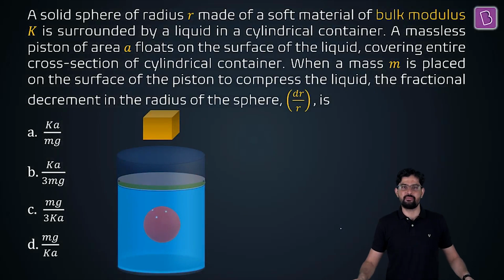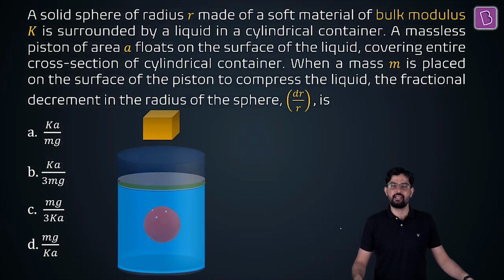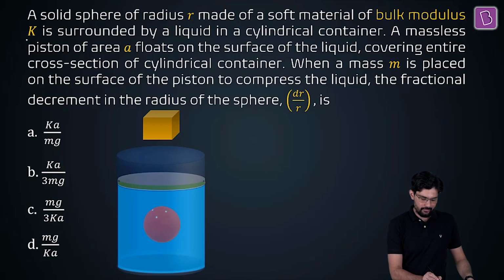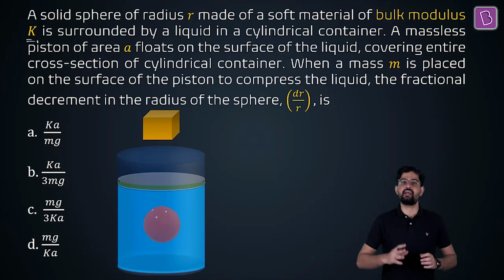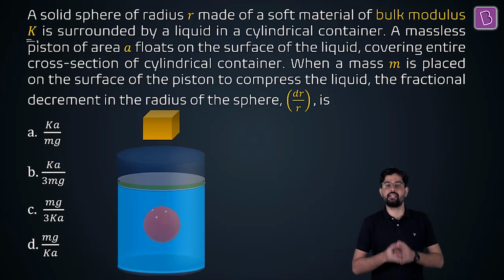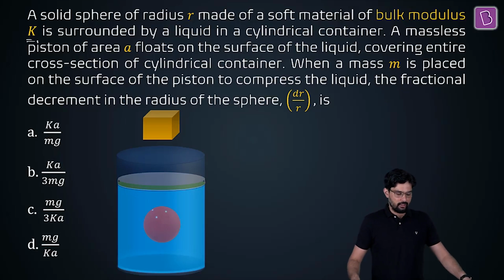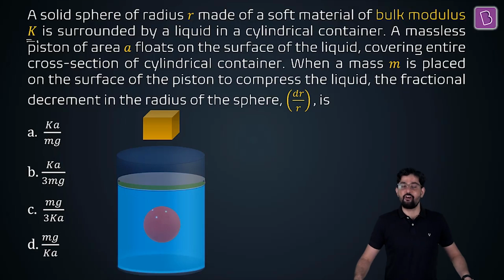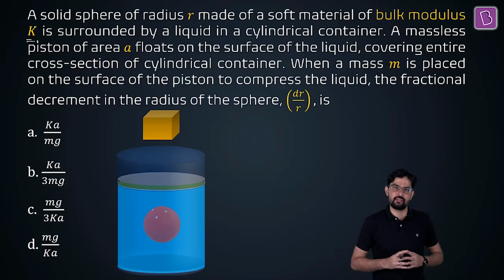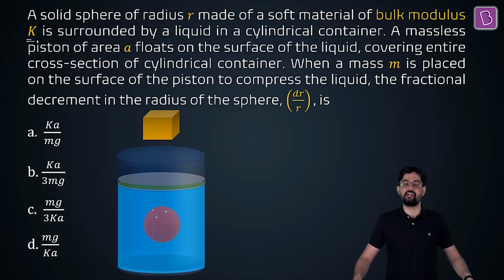According to this problem, there is a solid sphere which has a radius r, and the bulk modulus of its material is given as K. And this solid sphere is kept in a container containing some liquid. A massless piston of area A floats on the surface of the liquid, covering the entire cross section of the cylindrical container.